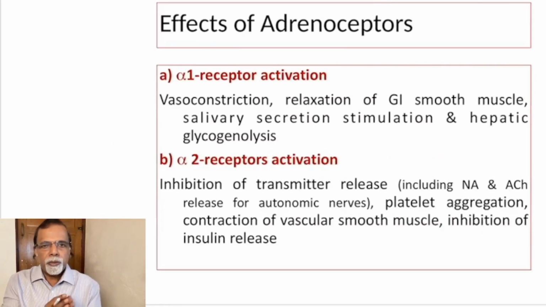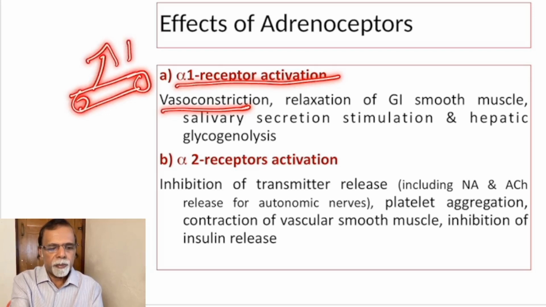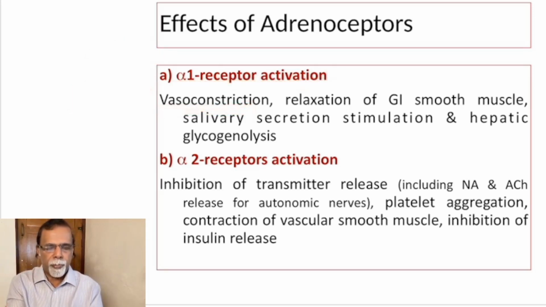Now we go into what are the effects of activation of the adrenoreceptors. So we have mentioned the alpha receptors are alpha 1 and alpha 2. Alpha 1 activation leads on to vasoconstriction. So once the blood vessels are constricted, what will happen? You get an increase in the blood pressure. So alpha receptors produce a vasoconstriction.